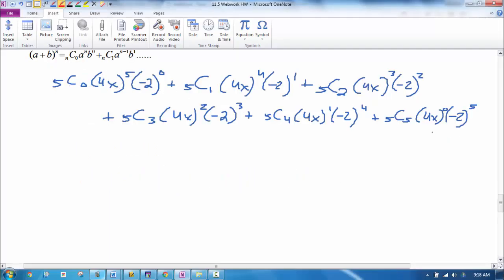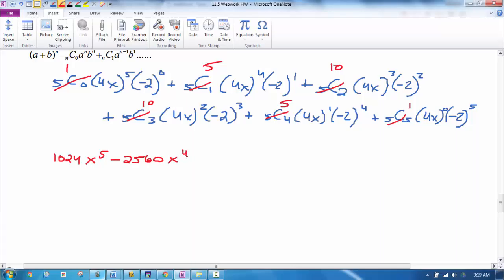Once again, the fifth row of Pascal's triangle is 1, 5, 10, 10, 5, 1. And then I need 4 to the fifth times 1. That's 1024, x to the fifth. Negative 2 to the 0th is just 1. Plus now I need 4 to the fourth times 5 times negative 2. That's negative, so I'll make that minus 2560, and then you're still going to have x to the fourth.